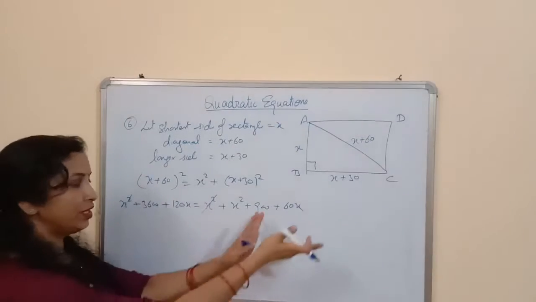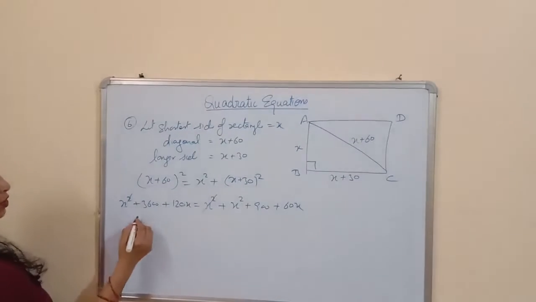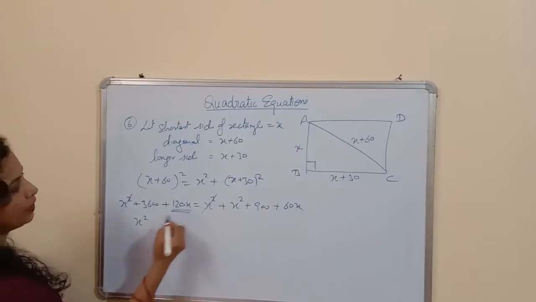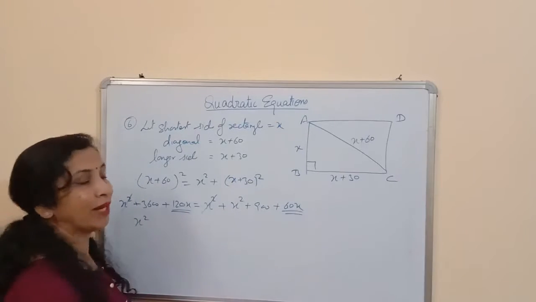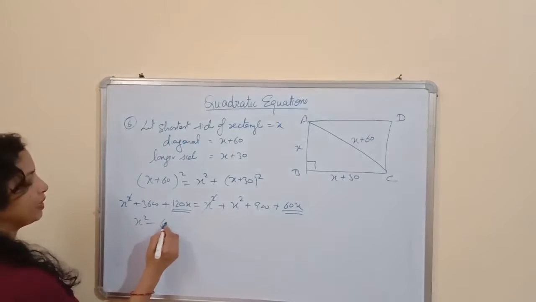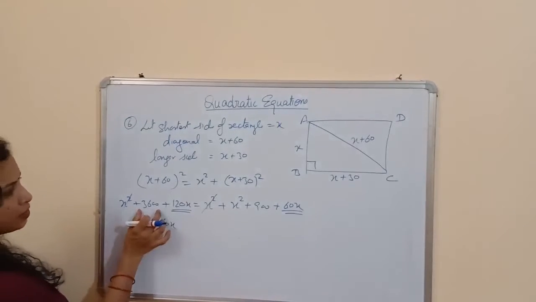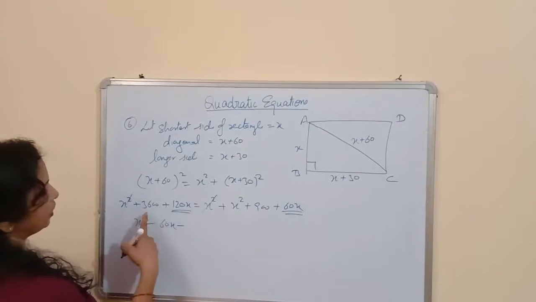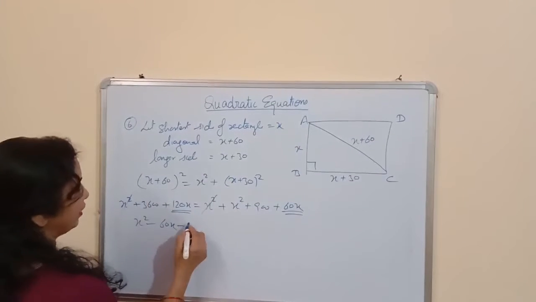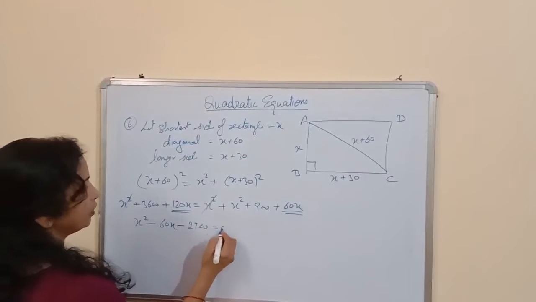So this x square will cancel out with this one, and I am going to put all these values towards the RHS. So it will be x square, 120x, and plus 60, when it goes across it will be minus 120x. So you will get minus 60x. 3600, when it goes across, 3600 minus 900, it will be 2700 is equal to 0.